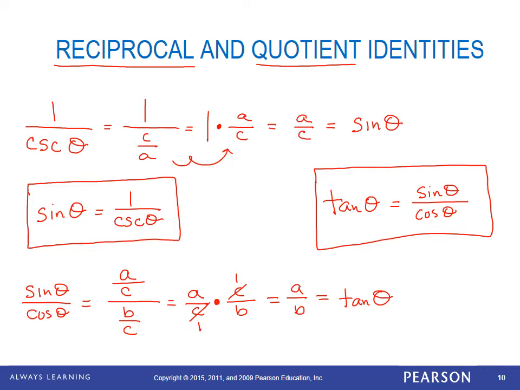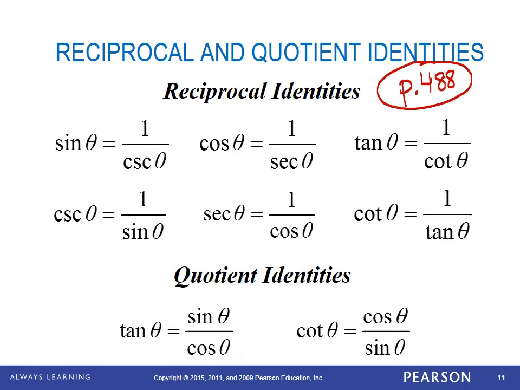We're not going to go through the whole entire job of getting all of them. That would be too long, but here's all of them listed. It is on page 488 in your textbook, I believe. There are 6 different reciprocal identities given, and then there are 2 quotient identities there. One is for tangent, one is for cotangent. So tangent is sine over cosine, as we just proved. And then cotangent is really cosine over sine, and you would prove each one of these exactly the same way that we just did.